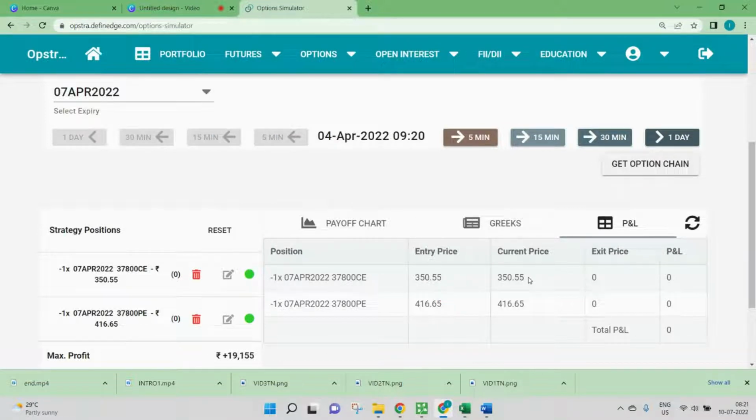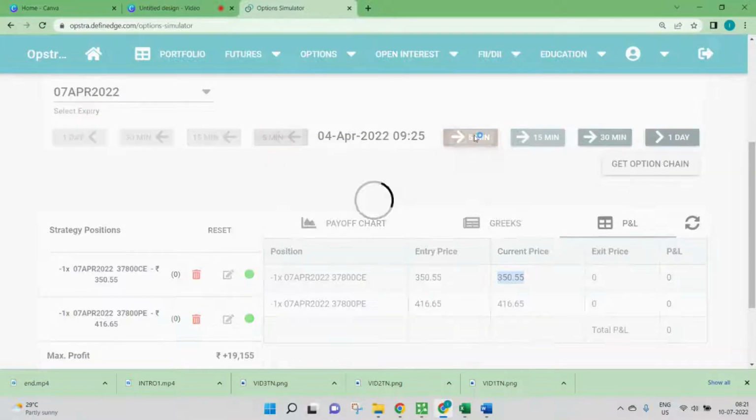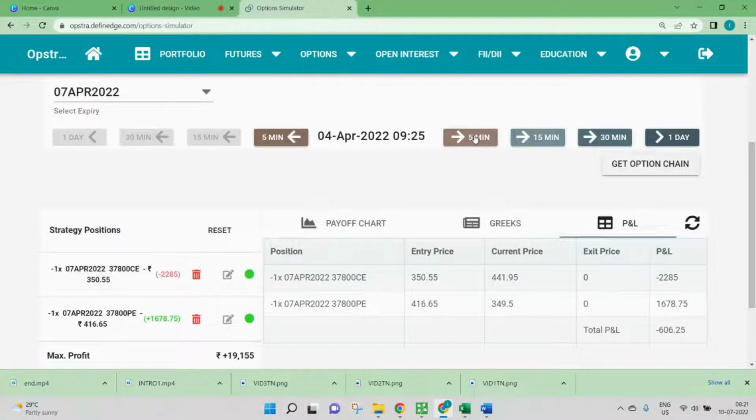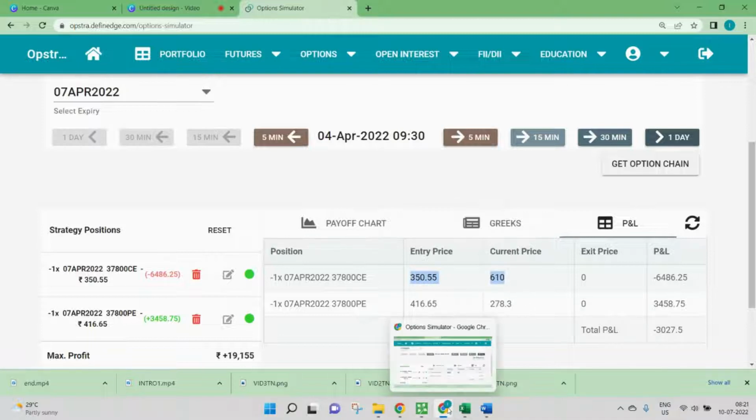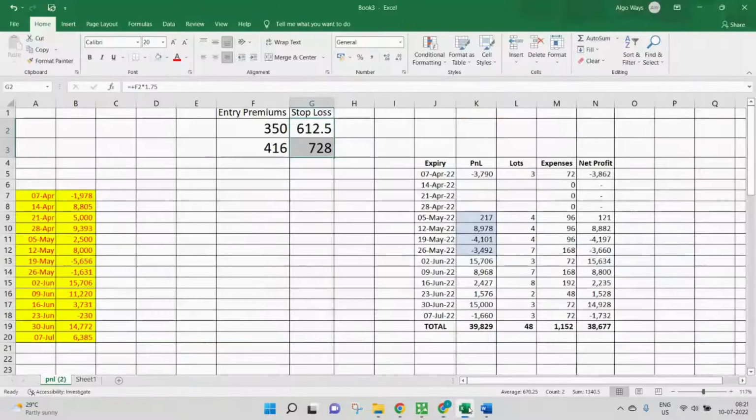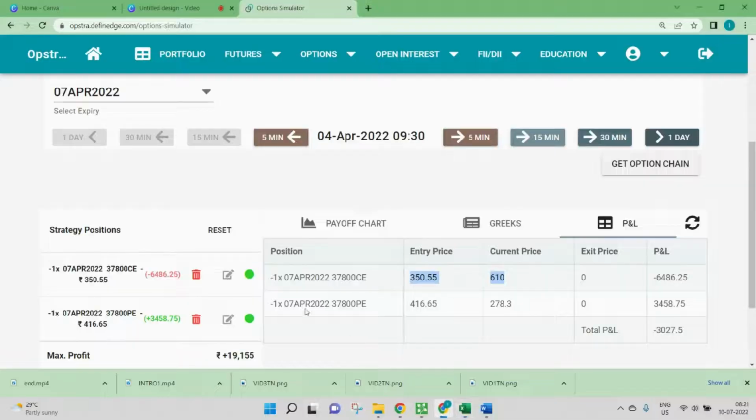So 920 we sold at 350, and 925 at 441, and at 930 we got the stop loss hit again on the same day, Monday. So we exit at 610. Sorry, 610. This CE will exit.